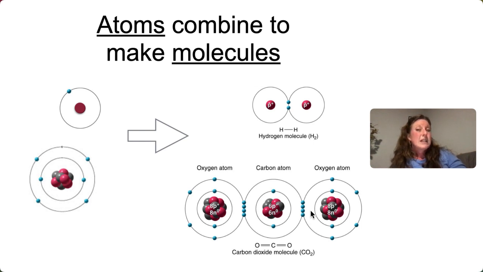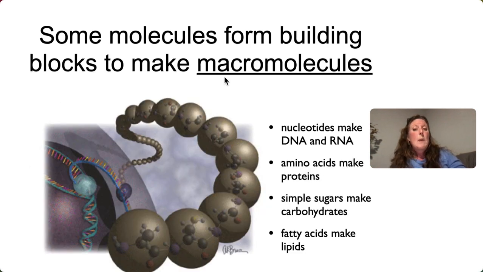But the ones that we're most interested in, in biology, are called macromolecules. Macromolecules are not single molecules. They are very large chains or large complicated structures made up of individual molecules that are building blocks. For instance, nucleotide building blocks make macromolecules like DNA and RNA. Amino acid building blocks make macromolecules like proteins. Simple sugars make macromolecules like complex carbohydrates, and fatty acids make macromolecules called lipids.